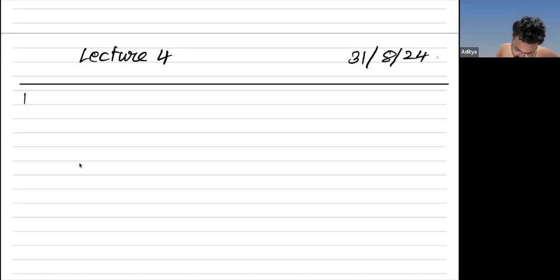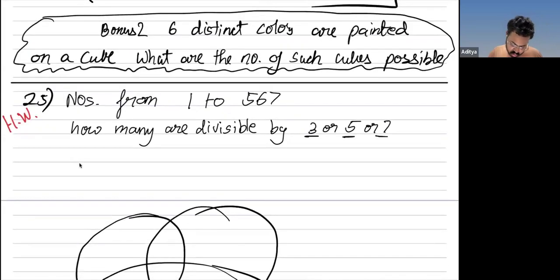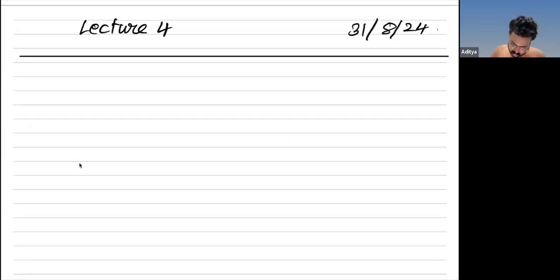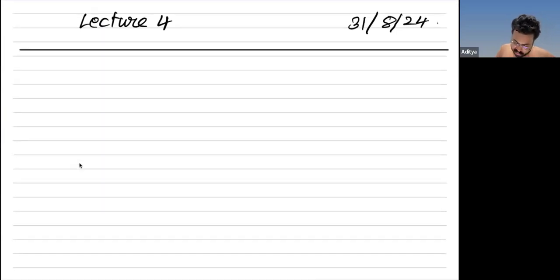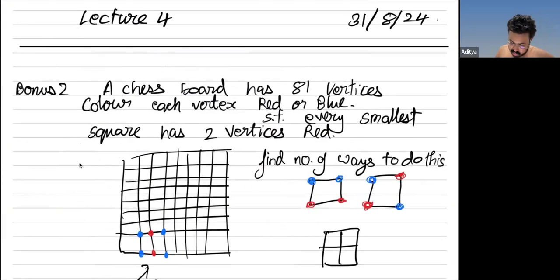Try the first question. What question number were we at? 25. Okay, first of all, I'll give a bonus question that you can keep solving in the background. If we have enough time left in the end, we will discuss it, or else it will be discussed in the next class.